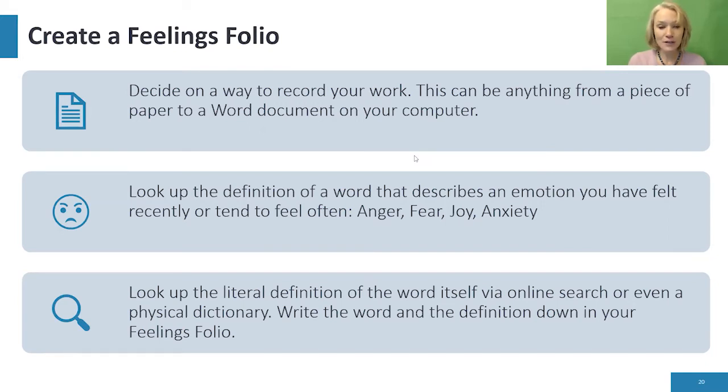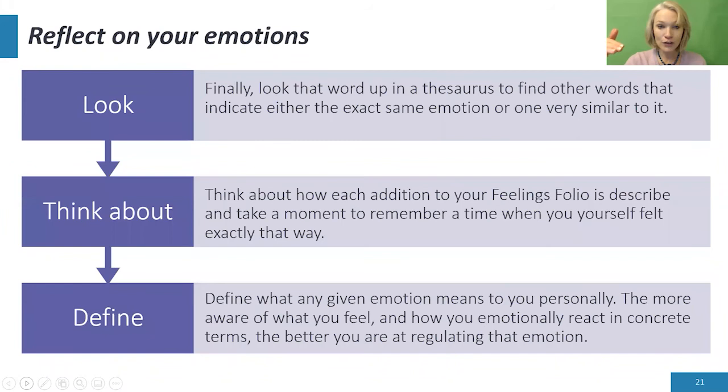Then once you have a series of words written down that describe different emotions, take a dictionary, or of course, probably most of us are going online, and you are going to look up the actual definition of the emotion, okay? And then jot that down. The next part is really important. So we have the words, right? We have the actual literal definition of the words.